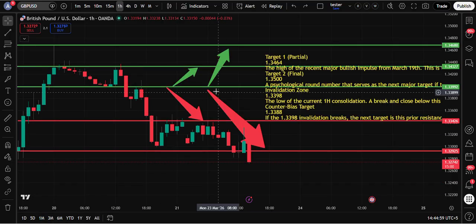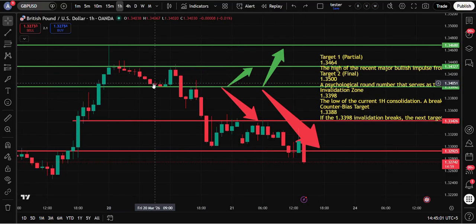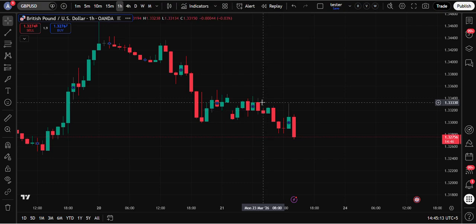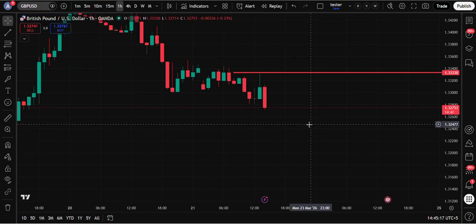Okay, no, sorry. On Friday we were buying this. The price went on to hit a first target. After hitting the first target, it broke support, turned this support into resistance, and we had a big move down to bearish targets. So what are we going to do today? That is the question. For today, as long as the price stays below 1.33330, we are bearish.